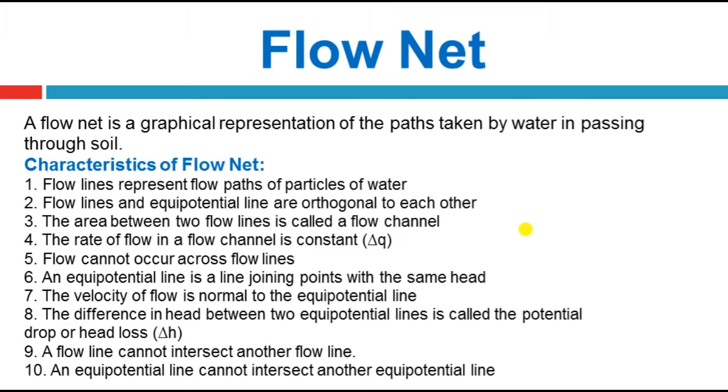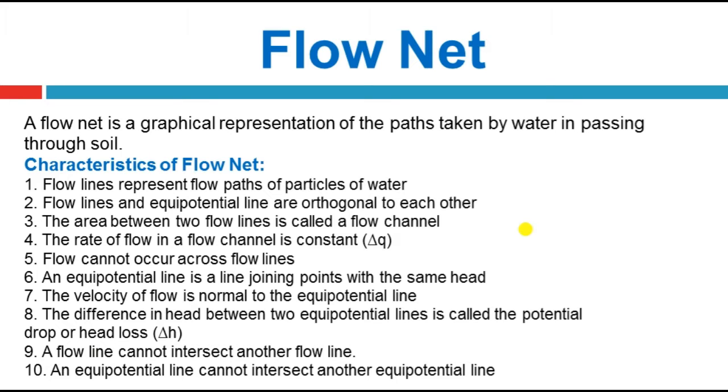A flow net is a graphical representation of the path taken by water in passing through soil. There are different characteristics of a flow net. A flow line represents the flow path of particles of water. Flow lines and equipotential lines are orthogonal to each other. The area between two flow lines is called a flow channel. The rate of flow in a channel is constant. Flow cannot occur across the flow lines.